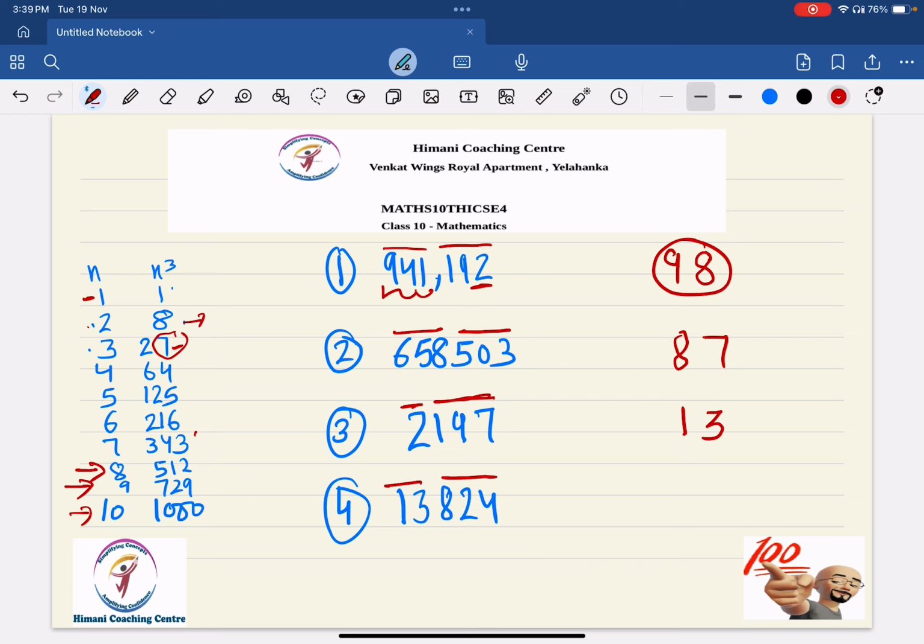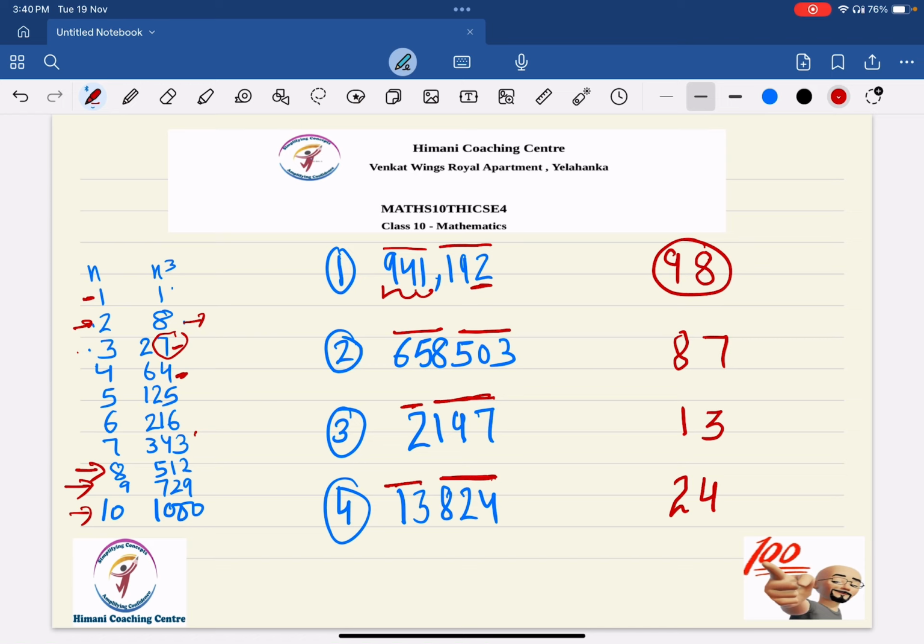Now let us look at the last one. Here 4 cube gives us 64, so the unit digit is going to be 4. Now look at 13. Why 13? Because when I do the grouping of three numbers, we are just left with 13 here. So 2 cube is 8, 3 cube is 27, so 2 cube is less than this, so the answer is 24.